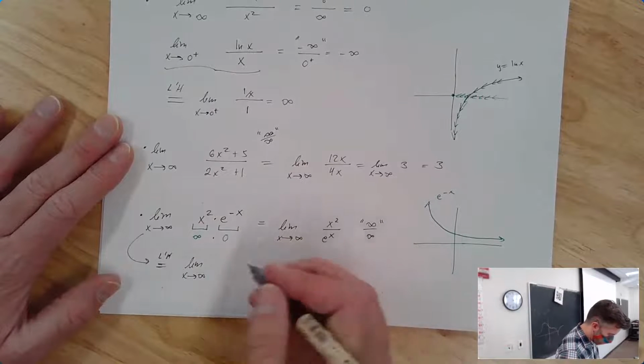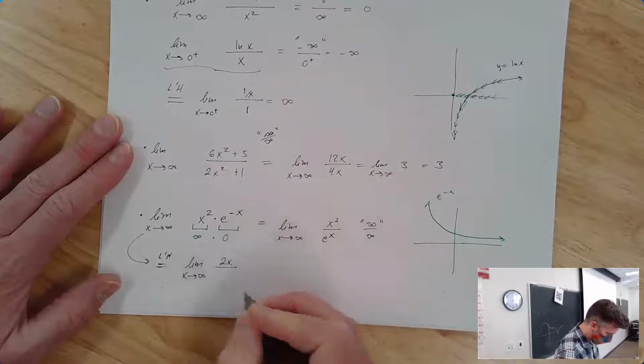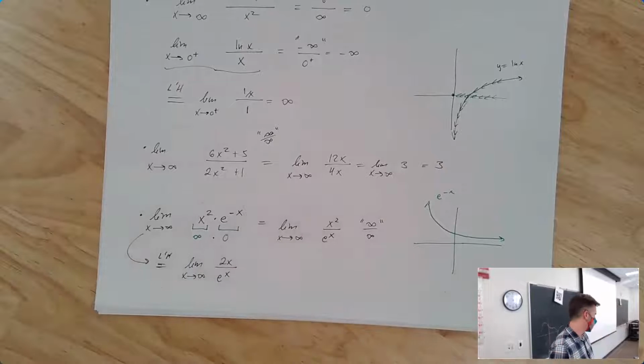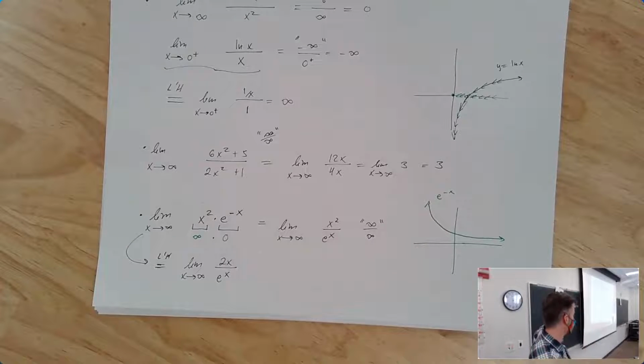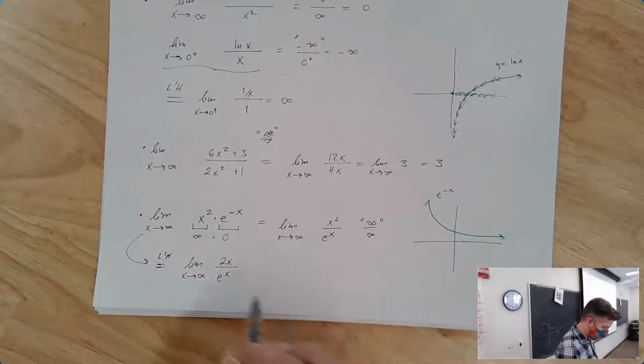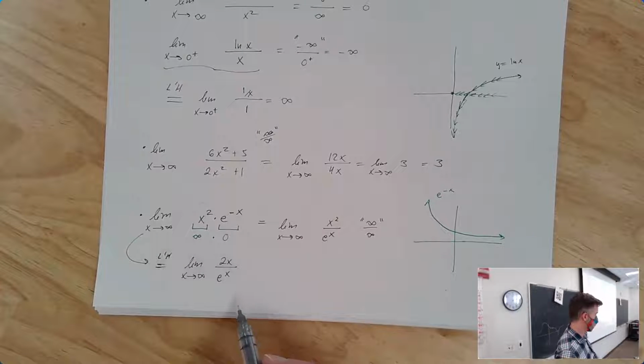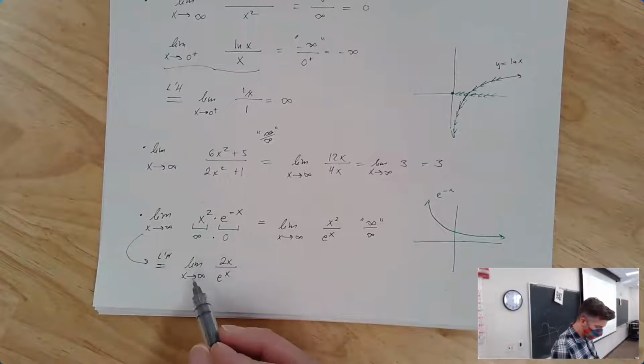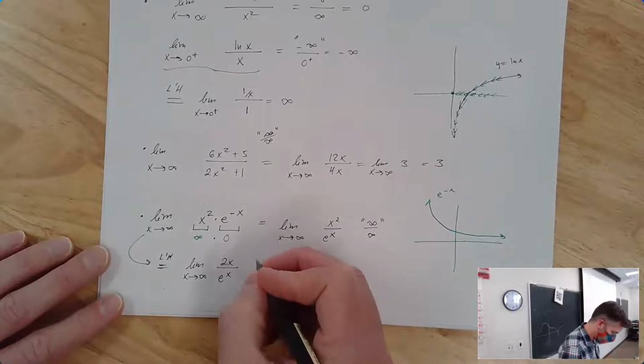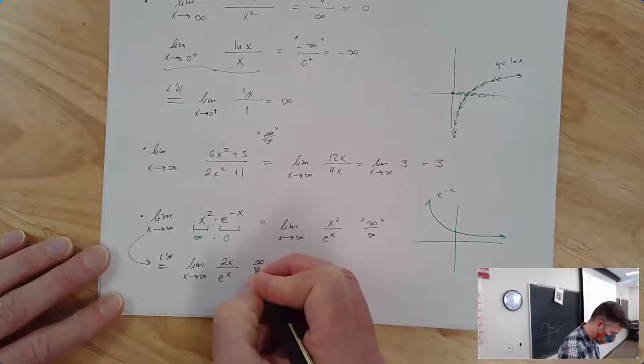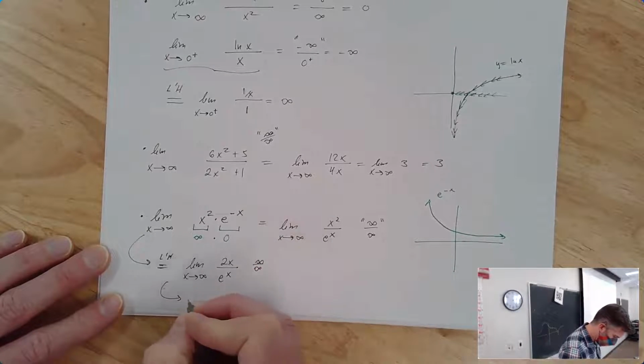The derivative of x squared is 2x. The derivative of e to the x is e to the x. And it's still an infinity over infinity form. So we do it again. So typically, after you've used L'Hopital's rule, the first thing you should do is try to then evaluate the limit. Can you let x be infinity and get an answer? The answer here is no. If x is infinity, I get infinity over infinity. This is still infinity over infinity. So I use L'Hopital's rule again.